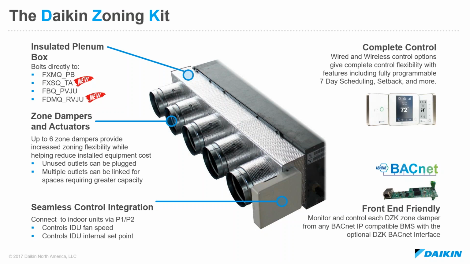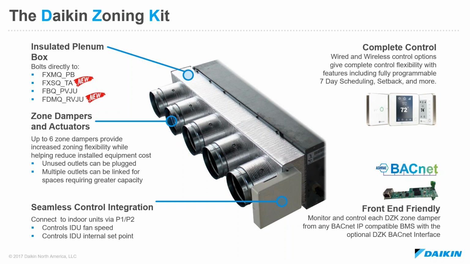This insulated plenum box is designed to bolt directly to a series of different indoor units in the Daikin lineup. So we already had DZK accessories that are compatible with the FXMQ PB series and the FBQ indoor unit on the SkyAir series. The DZK that we're updating and expanding the lineup with today consists of a DZK that can bolt directly to the FXSQ indoor unit that we launched last year, as well as the FDMQ for the single and multi-zone.